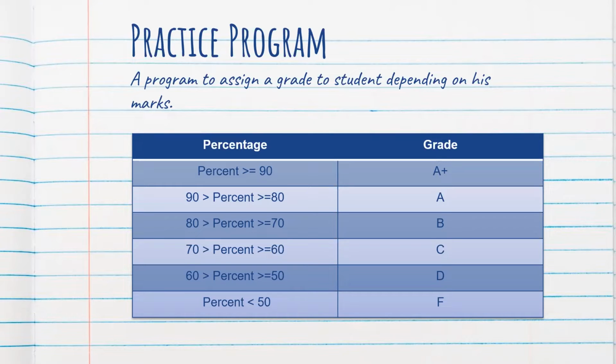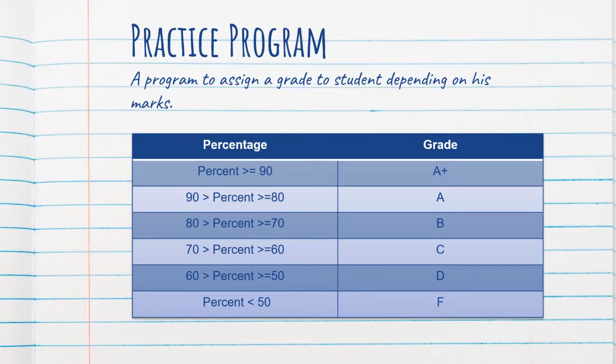In this tutorial, we are going to discuss a problem, and that problem is that we have to check and assign a grade to a student depending on his marks and percentage. And we have defined a criteria on the basis of which we are going to assign that student a grade. So for example, if a student has percentage greater than or equal to 90, we are going to assign him A plus. If the percentage is in between 80 and 90, the grade is going to be A.